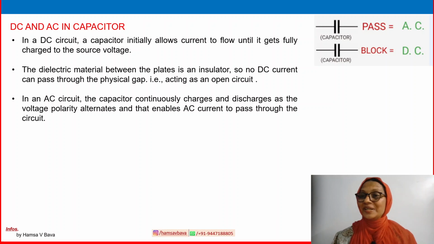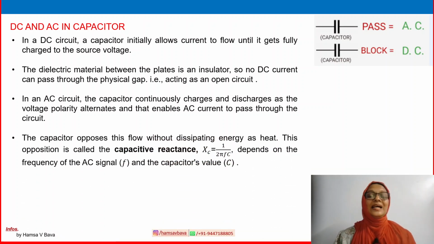It is an important property and it is also interesting. The capacitor opposes this flow without dissipating energy as heat. Another particular behavior of a capacitor: this opposition is called the capacitive reactance, represented by Xc, which is equal to 1 by 2 pi f C, where f is the frequency of the supply voltage and C is the capacitance value.